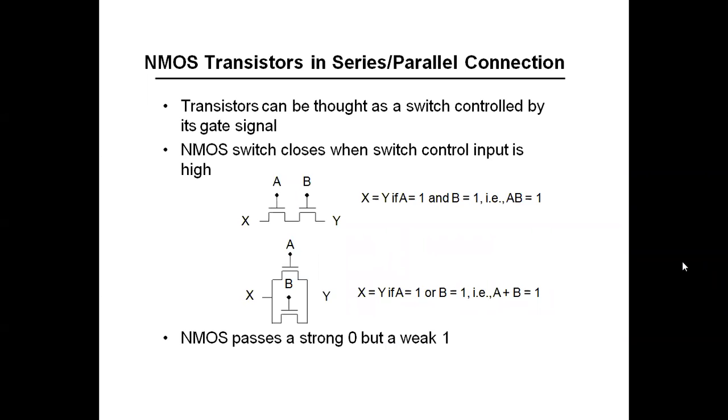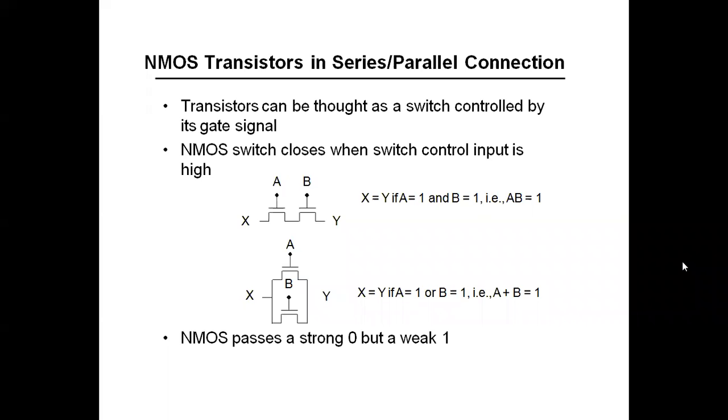So before starting with the next part, we must understand NMOS transistors in series or parallel connections. What is the result when you connect the NMOS transistors in series or in a parallel fashion? The transistor can be thought of as a switch controlled by its gate signal. As you know, the enhancement type, which we are going to discuss here, are normally off transistors, which means they can be used as a switch.